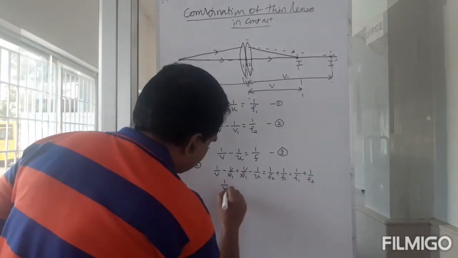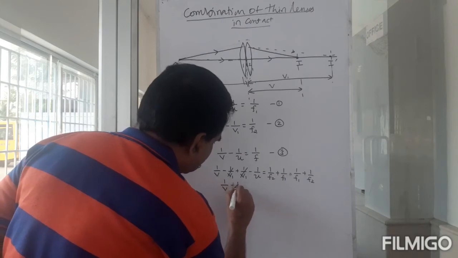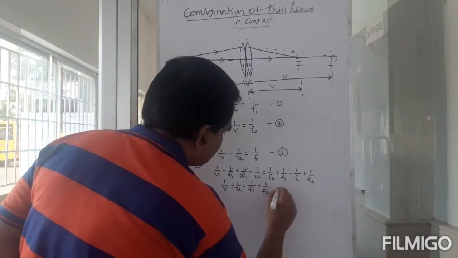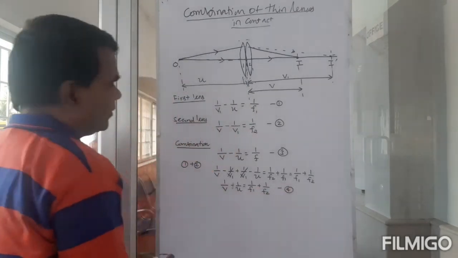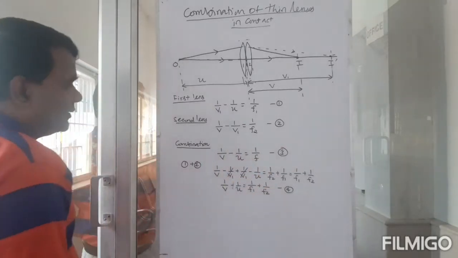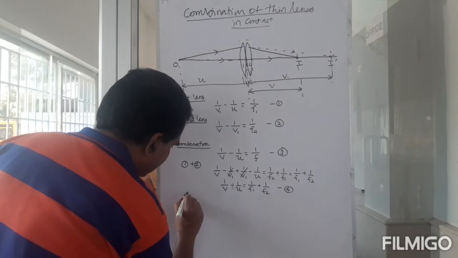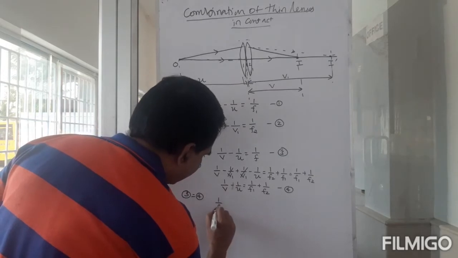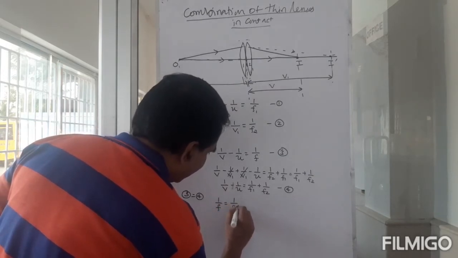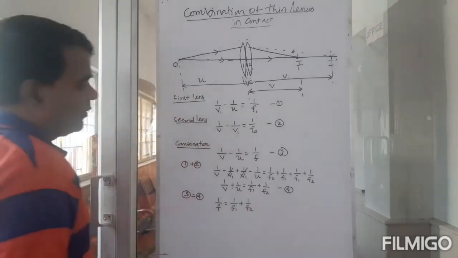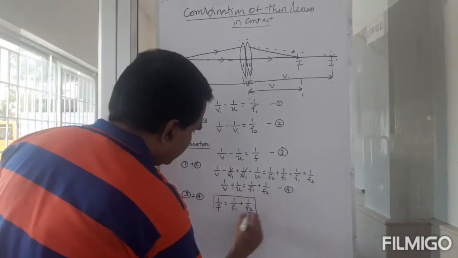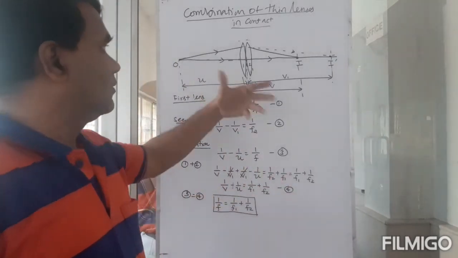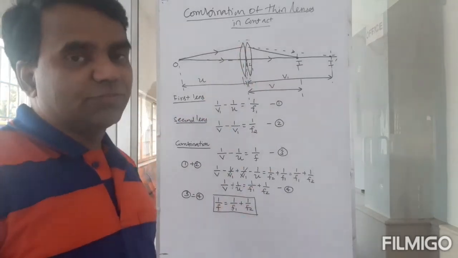So I get 1 by V minus 1 by U is equal to 1 by F1 plus 1 by F2. So this is my equation 4. Okay, so this is equation 3 and this is equation 4. Since 3 is equal to 4, what do you get? 1 by F is equal to 1 by F1 plus 1 by F2. Okay, so this is what I get. So the effective focal length of this combination can be found using this formula.